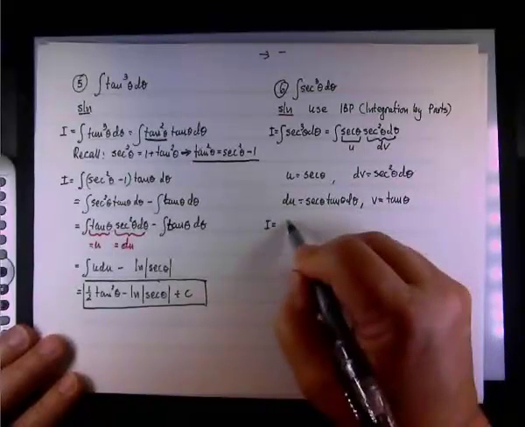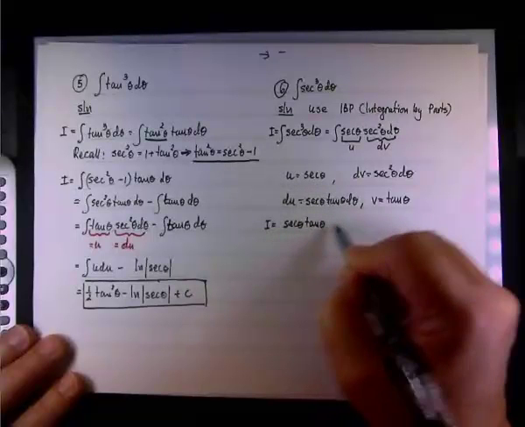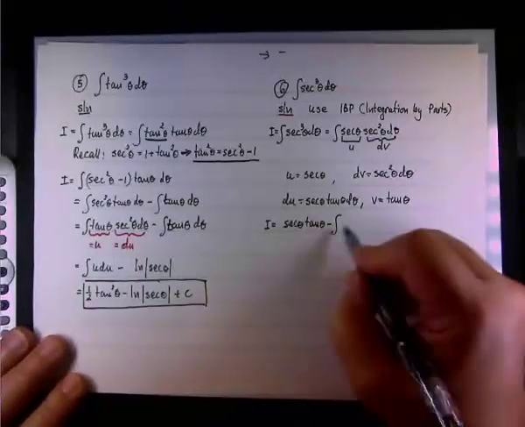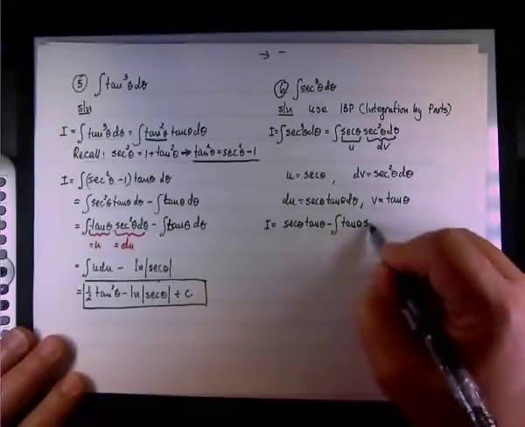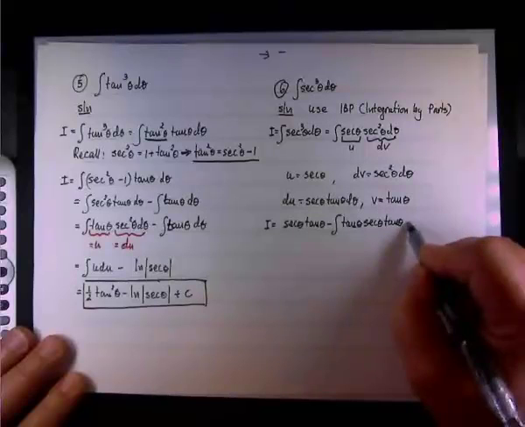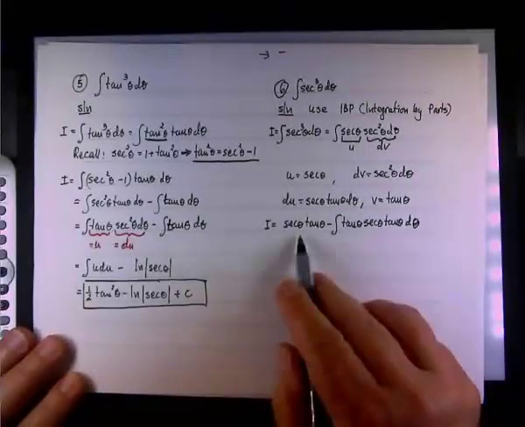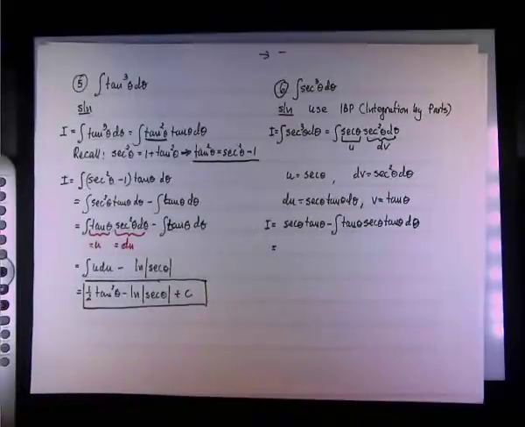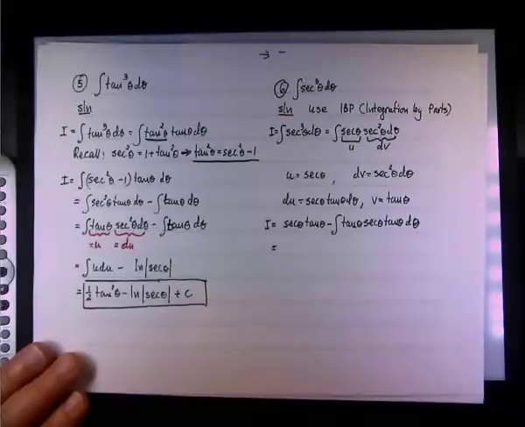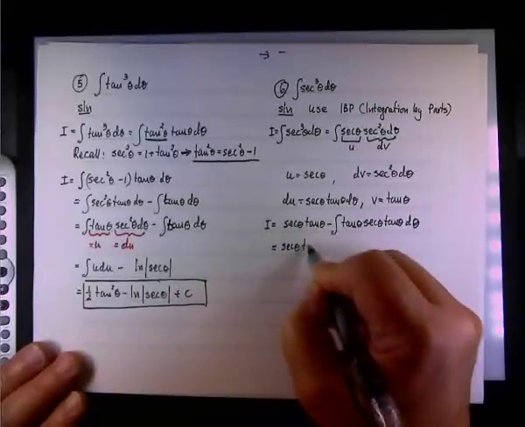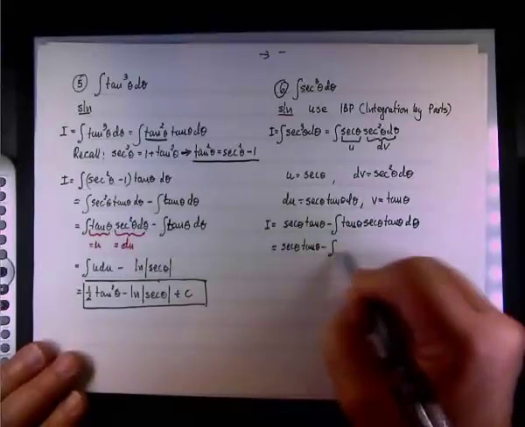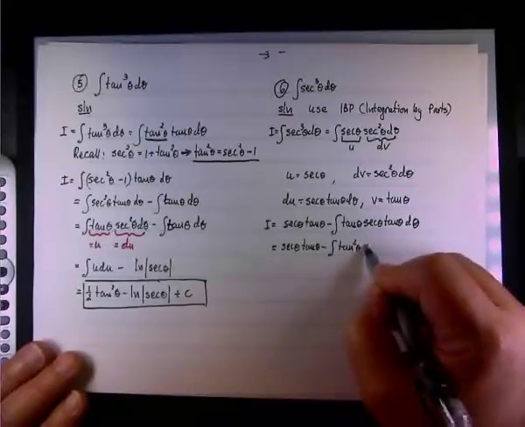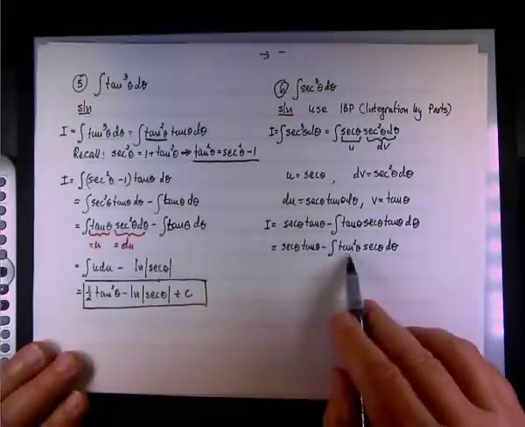So now we're going to say that I equals uv. uv is the secant times the tangent minus the integral of v du, right? V is the tangent and du is the secant times the tangent. So what we're going to do, well, there's nothing here to do, but here we go again. We have minus the integral of the tangent squared times the secant.